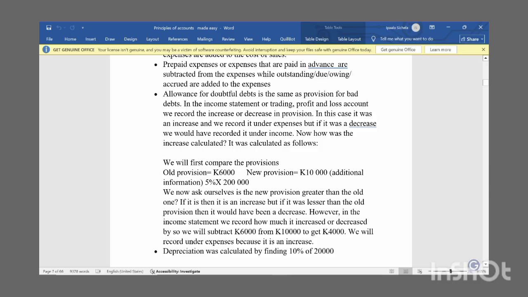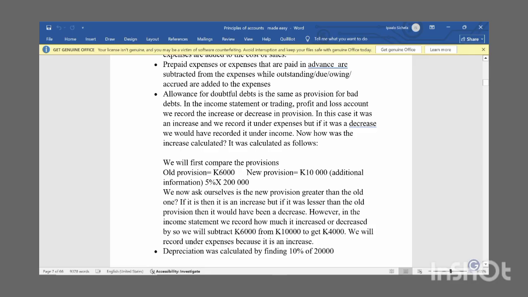An increase will be put under expenses, while a decrease will be put under income. So since it's an increase, I am going to put allowance for doubtful debts under expenses. But if it was a decrease, I would have put it under income. It would have been one of the income. But we're going to put it under expenses because the new provision is greater than the old provision.